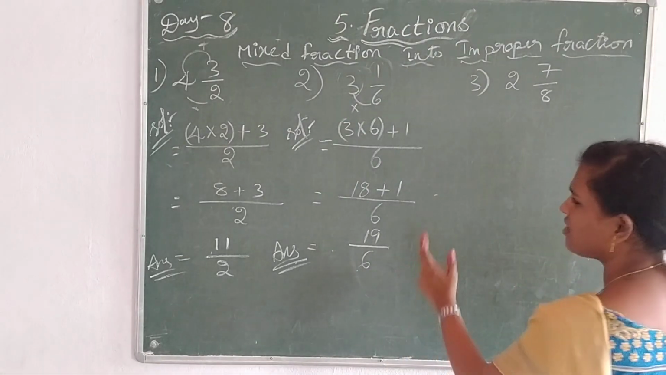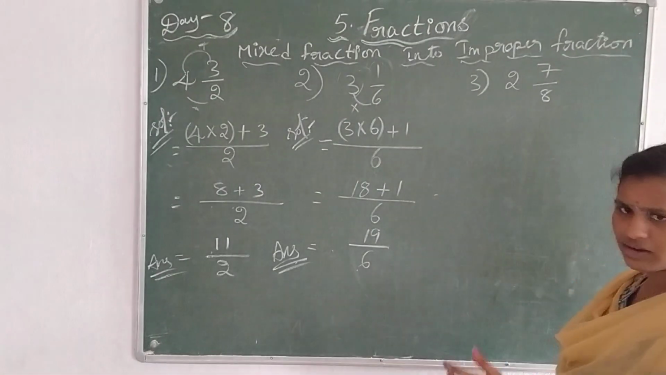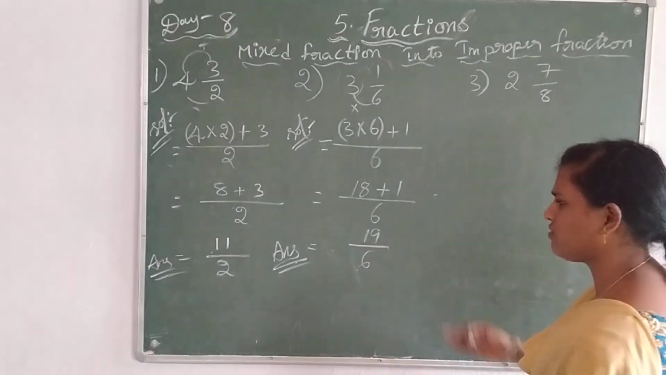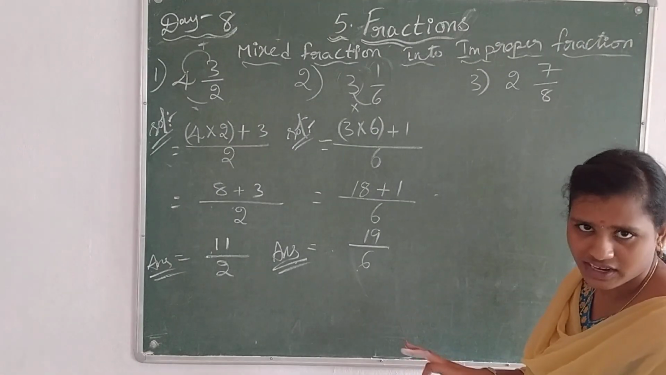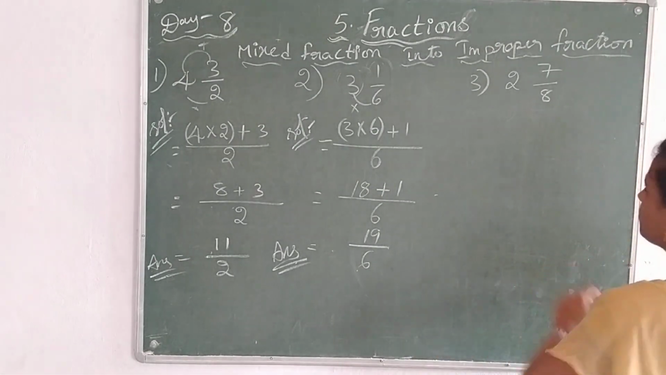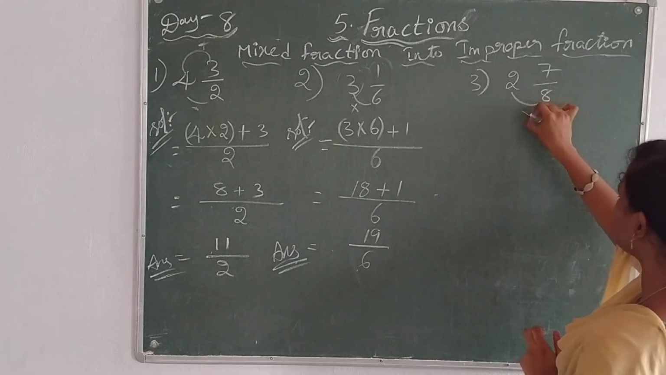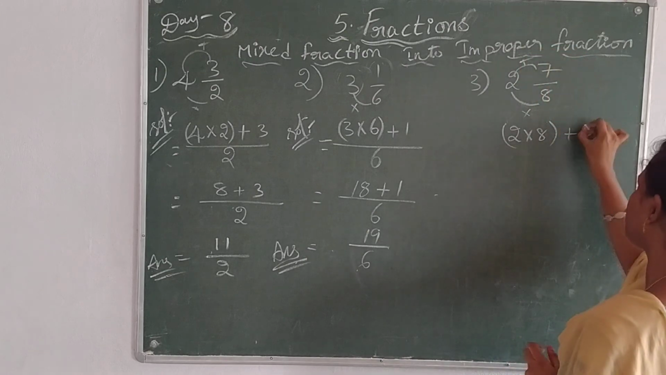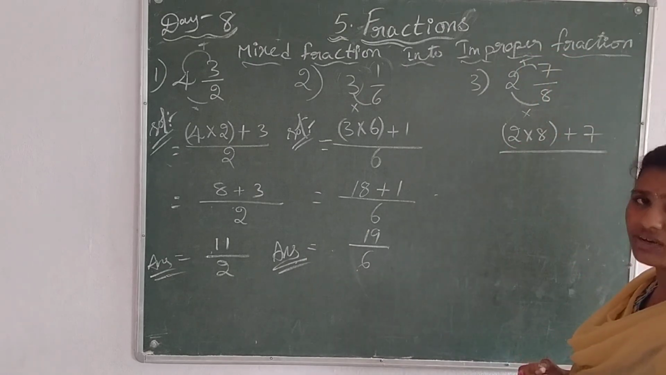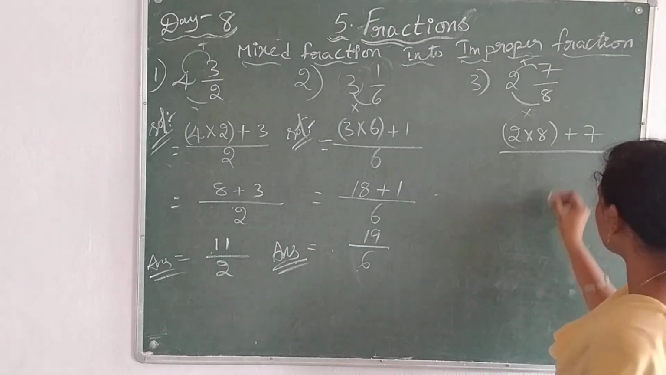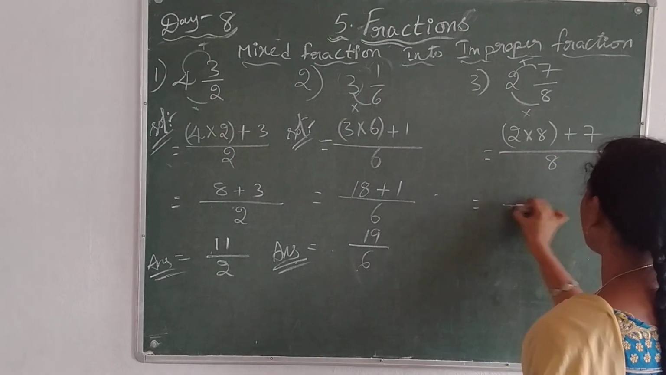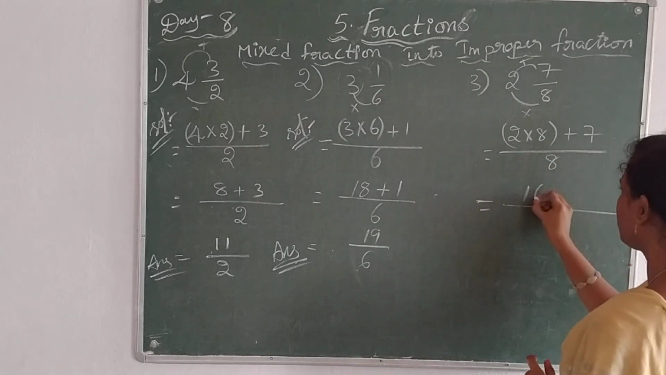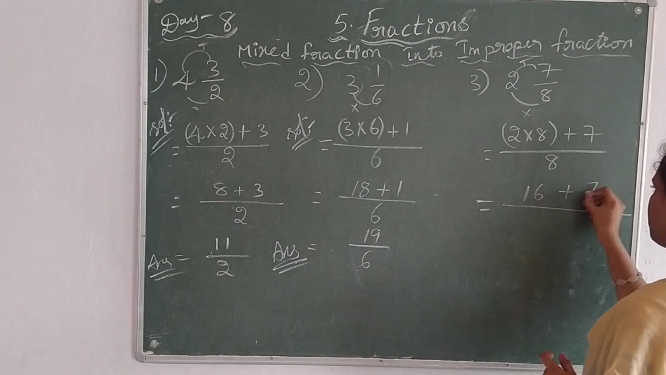Okay. Improper means the numerator is greater than the denominator. Do you get it? The numerator is greater and the denominator is smaller. So we have satisfied the definition, right? Okay, let's see the third one. This is 2 into 8 plus 7. What's the denominator? 8. So write down the 8 here. Multiply. 2 8s are 16 plus 7 by 8.